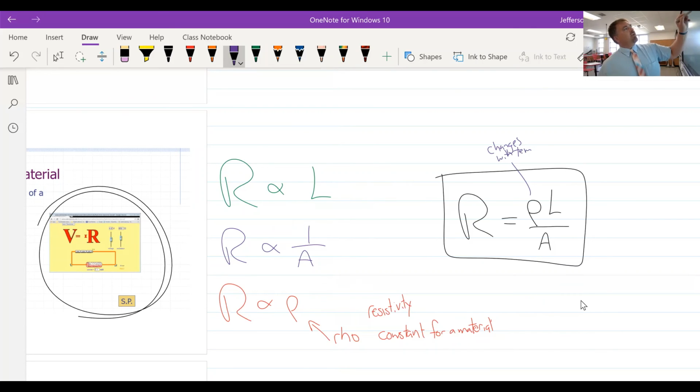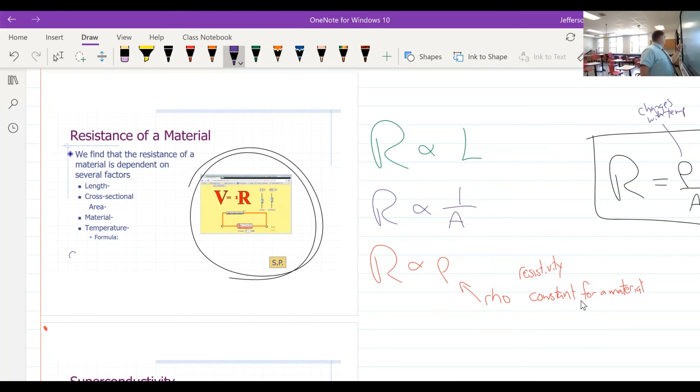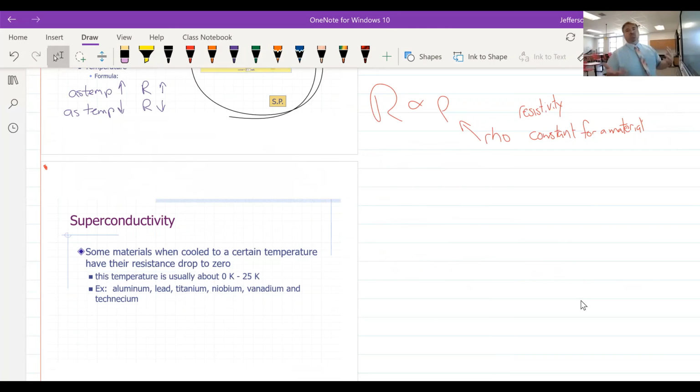And generally what we can say is that as temperature goes up, the resistivity goes up. As temperature goes down, the resistivity goes down. And I'll put that right here. As temp increases, resistance increases. And this is generally, not always, but as temperature decreases, the resistance will decrease. Okay. And again, we'll talk about that a little more. We'll do some examples. Now, the last thing I want to talk about in this segment is superconductivity.